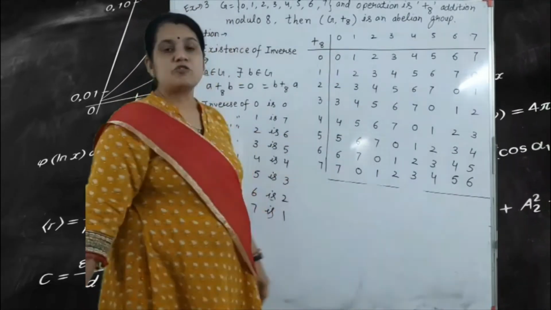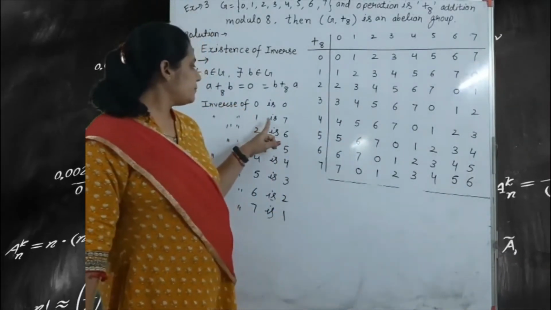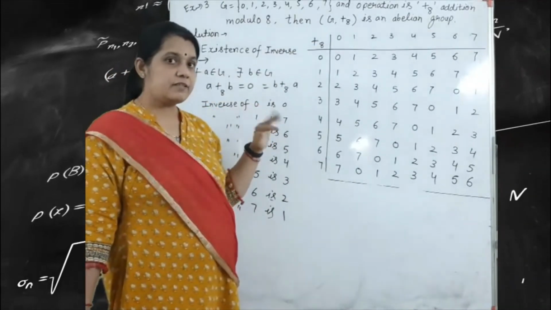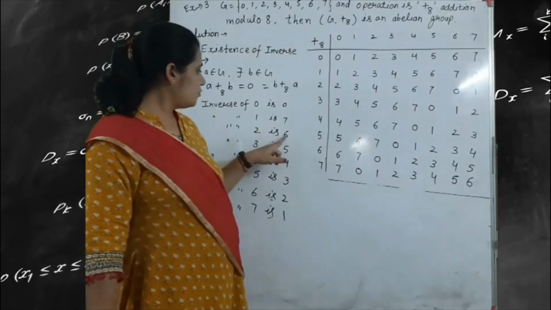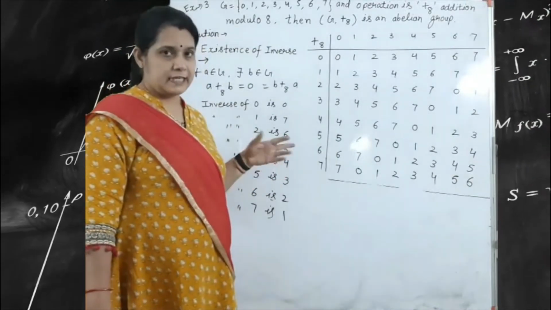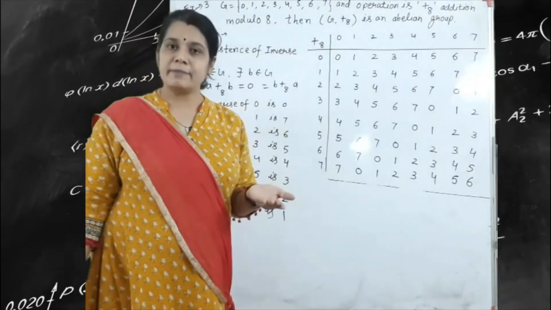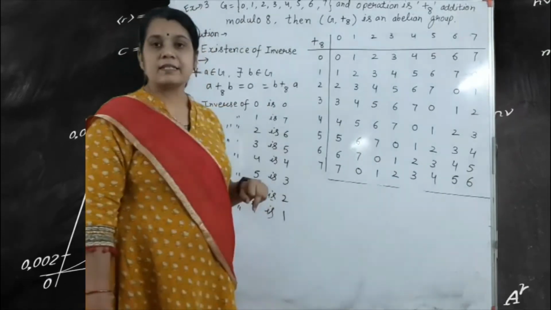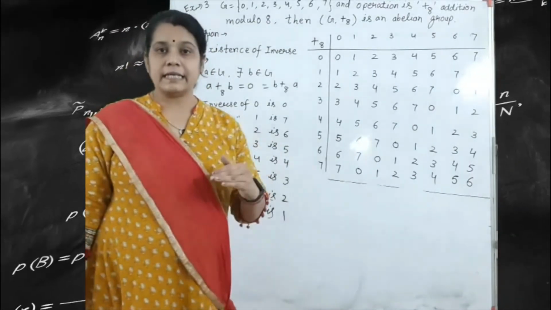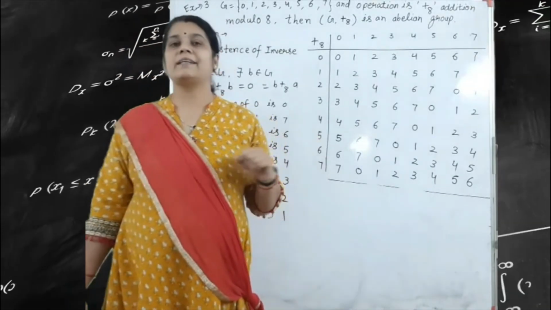Okay. In case you want to check whether the inverses you wrote are correct or wrong, this is the addition modulo 8. So 1 plus 7, 8 divided by 8, we get 0. 2 plus 6, 8 divided by 8, remainder 0. 3 plus 5, 8 divided by 8, remainder 0. 4 plus 4, 8 divided by 8, remainder 0. 5 plus 3, 8 divided by 8, remainder 0. 6 plus 2, 8 divided by 8, remainder is 0, and 7 plus 1, 8 divided by 8, remainder is 0.